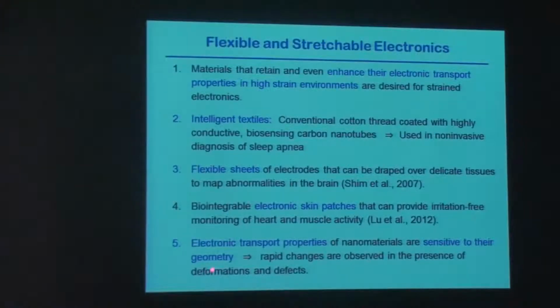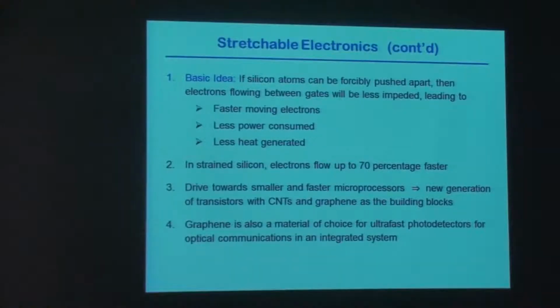All these are sensitive to their geometry, so electronic properties change rapidly. And from a stretchable electronics perspective, the idea is that if you forcefully pull apart the material, then the electrons that flow through them will pass with less impedance, which means faster electrons, faster electronics, less power consumed, less heat. So both these features require a method that can characterize these materials in a coupled fashion. And that is an issue, and I'll come back to it in a second. Graphene is also being conceived as a material for ultra-fast photodetectors for optical communication.